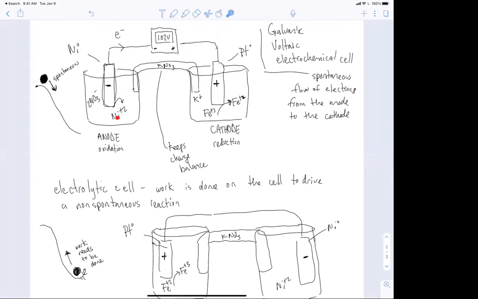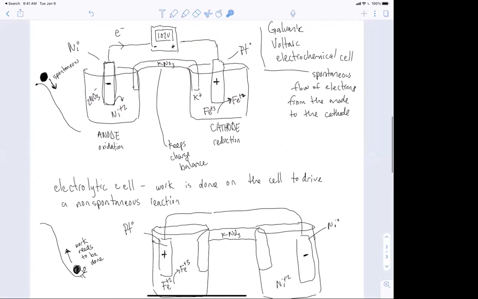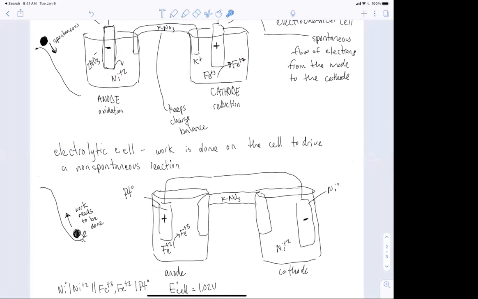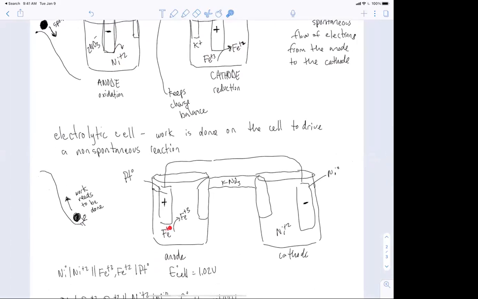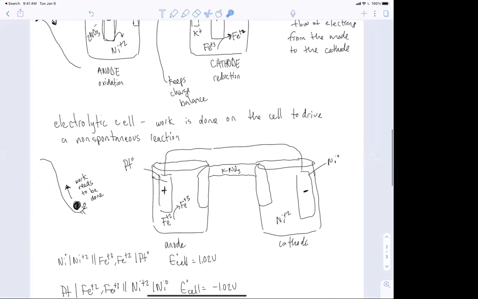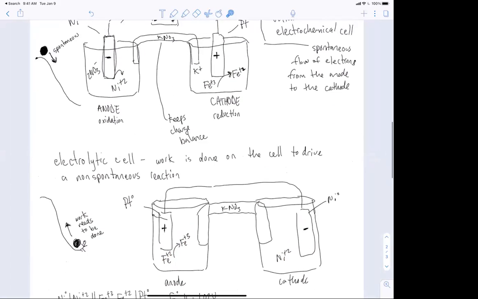Naturally what wants to happen here is when I hook these two electrodes up and I connect them with a salt bridge or whatever, the nickel wants to be oxidized to nickel plus 2, and the iron 3 is going to be reduced to iron 2. What I'm trying to do down here is go in the opposite direction. I'm trying to take iron 2 and oxidize it to iron 3. I'm trying to take the nickel and reduce it down to nickel 0. So essentially I'm trying to do the opposite reaction.